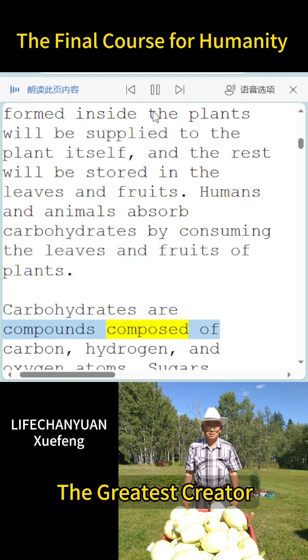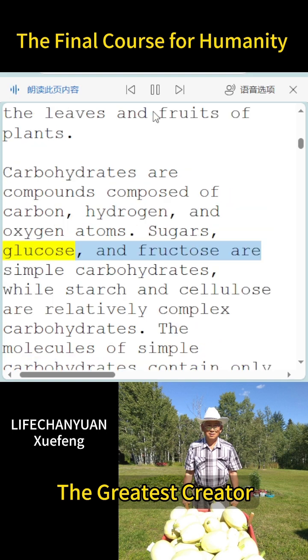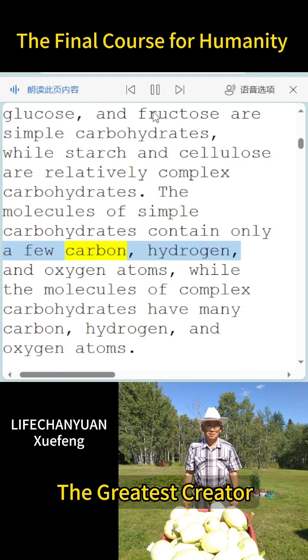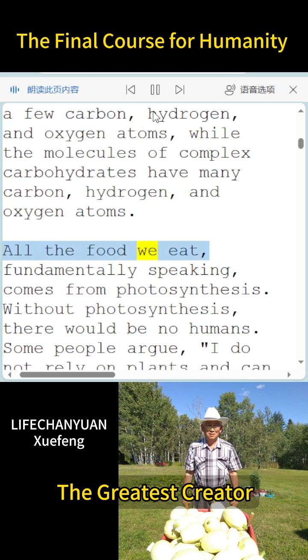Carbohydrates are compounds composed of carbon, hydrogen, and oxygen atoms. Sugars, glucose, and fructose are simple carbohydrates, while starch and cellulose are relatively complex carbohydrates. The molecules of simple carbohydrates contain only a few carbon, hydrogen, and oxygen atoms, while the molecules of complex carbohydrates have many carbon, hydrogen, and oxygen atoms. All the food we eat, fundamentally speaking, comes from photosynthesis. Without photosynthesis, there would be no humans.